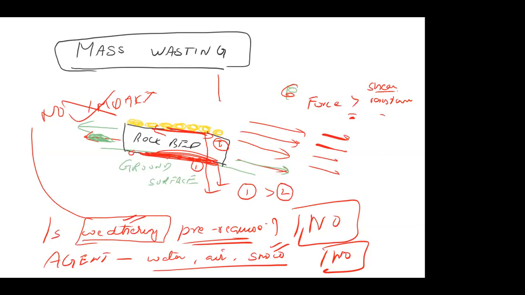And then what about the agent? Does the agent have an impact on mass wasting? No, definitely not. In fact, it's the other way around. The mass wasting carries air, water, snow along with it. They also become part of the rock bed, which moves along with them.